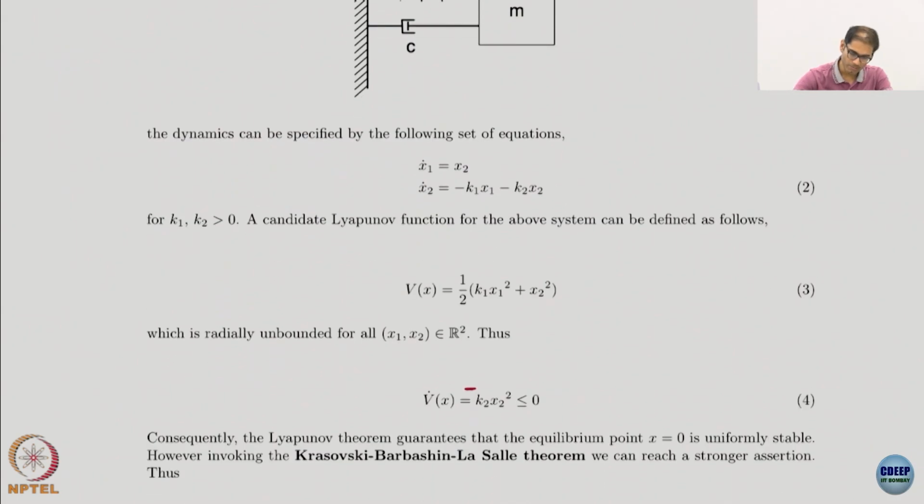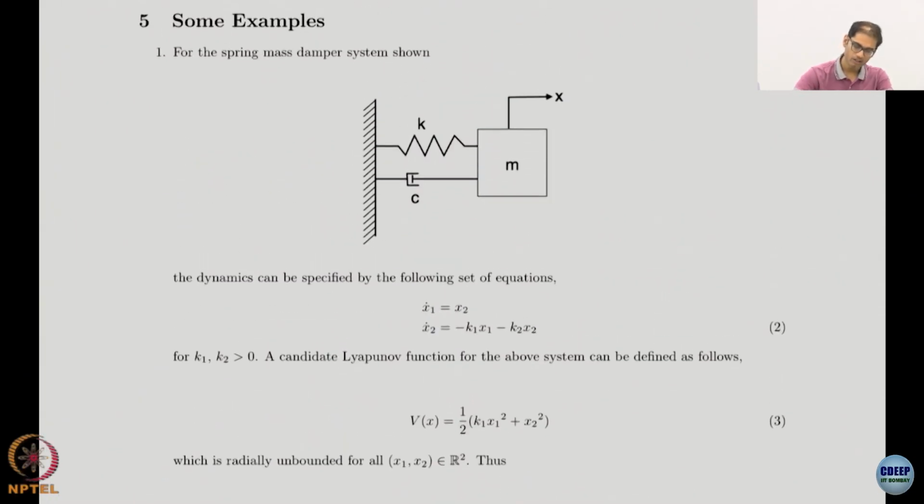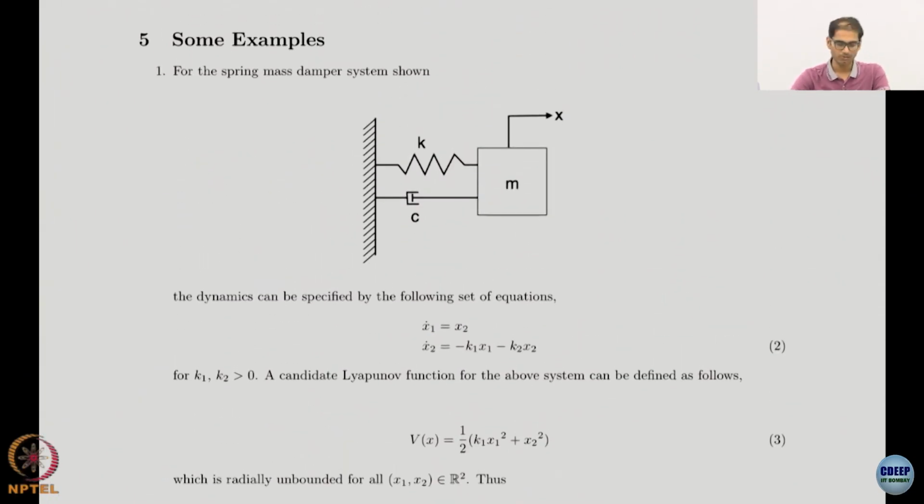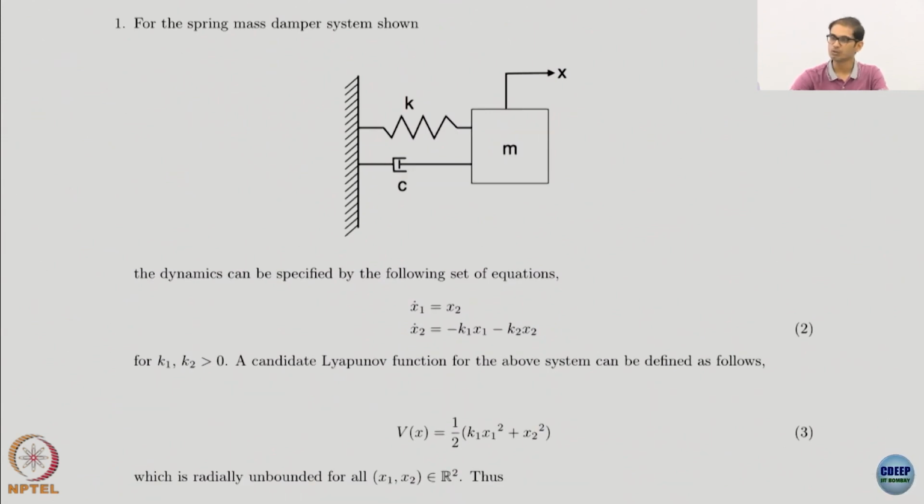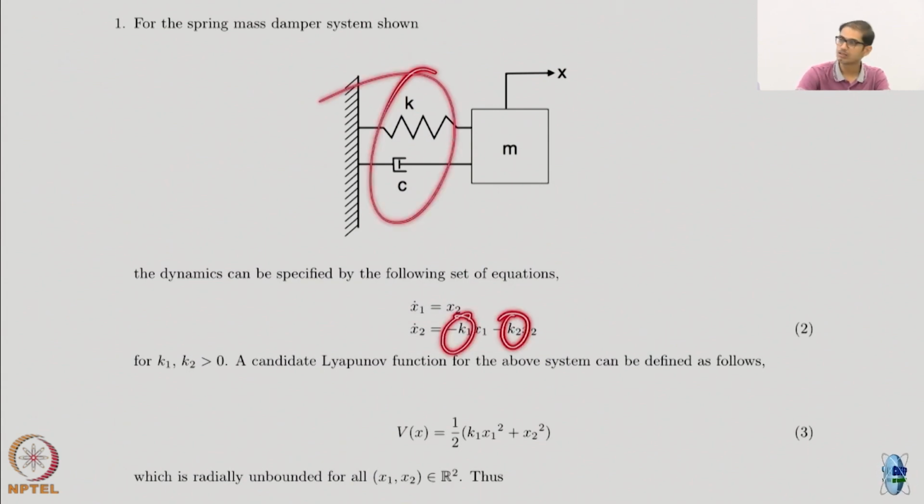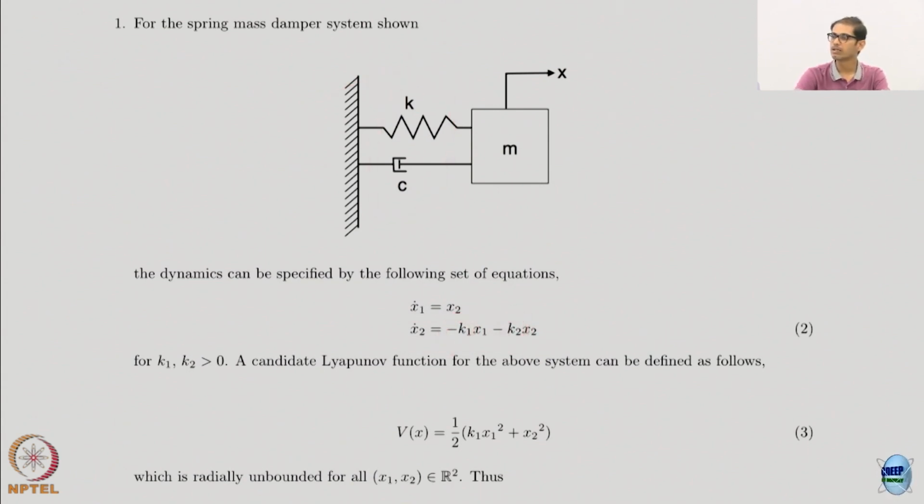The spring mass damper example is also very similar and much easier. This is just a linear version of the pendulum, a linearized pendulum if you may. This is what the dynamics looks like. x1 dot is x2, x2 dot is minus k1 x1 minus k2 x2. The constants k1 and k2 depend on the spring mass coefficients, alright.